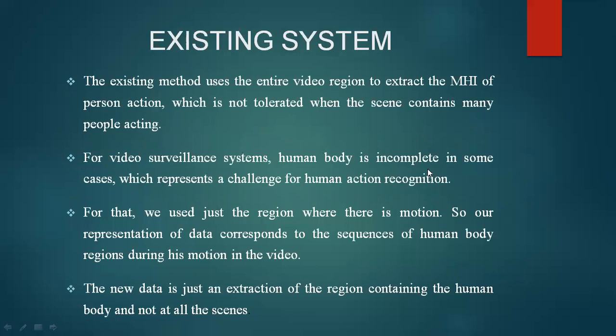Thank you, Mamata. Now I will explain the topic, the existing system. The existing method uses the entire video region to extract the MHI of person action, which is not tolerated when the scene contains many people acting. For video surveillance systems, the human body is incomplete in some cases, which represents a challenge for human action recognition. For that, we use just the region where there is motion. So our representation of data corresponds to the sequence of human body regions during this motion in the video. The new data is just an extraction of the region containing the human body and not the whole scene.